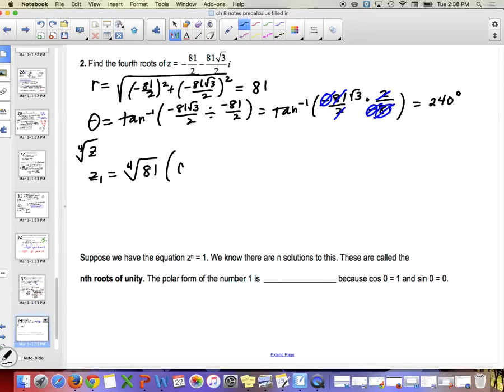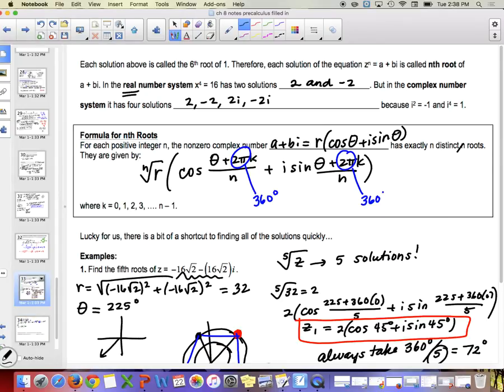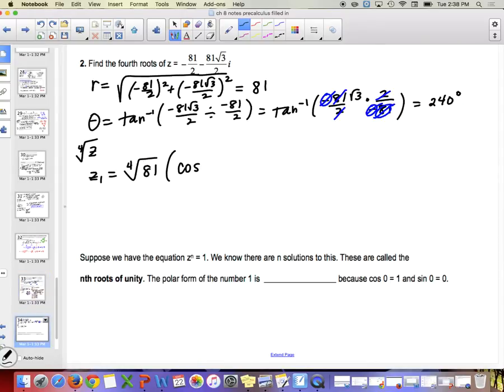and we're going to have cosine. I guess I need to draw it out. So I need the 225. Oh yeah, I just take my angle that I had and divide. So 240 divided by what? So fourth root, so 4. So I get 60. So that's going to be the first one, always. So I'm going to have 60 degrees.